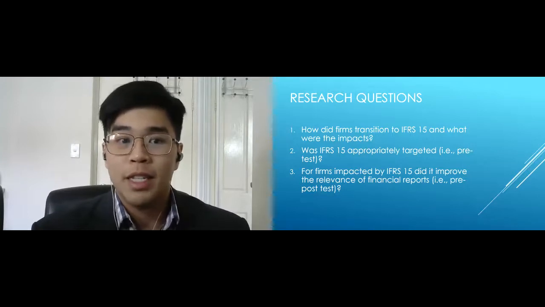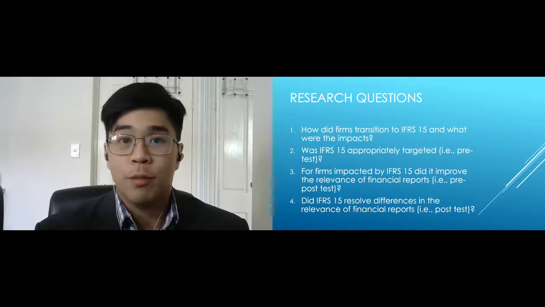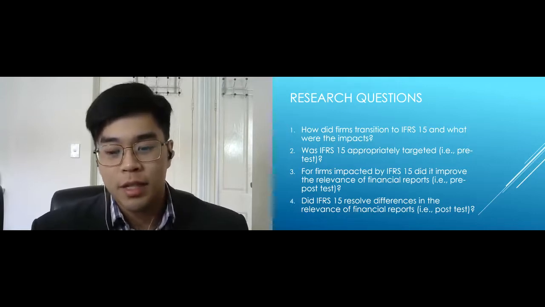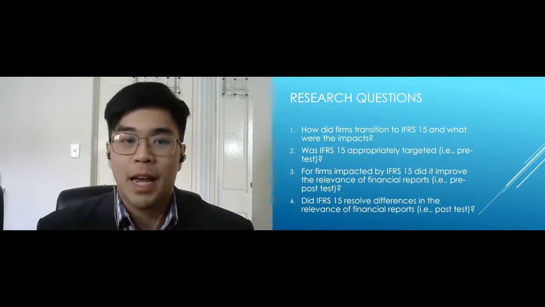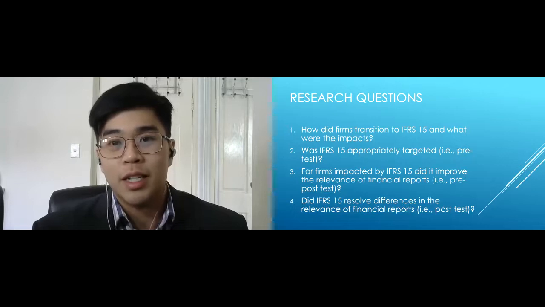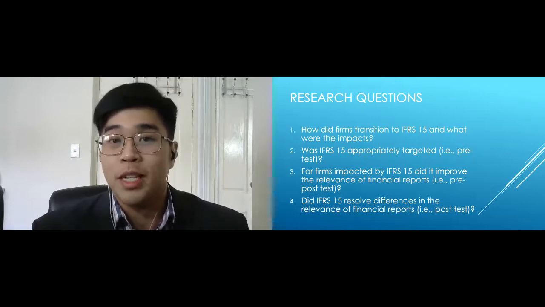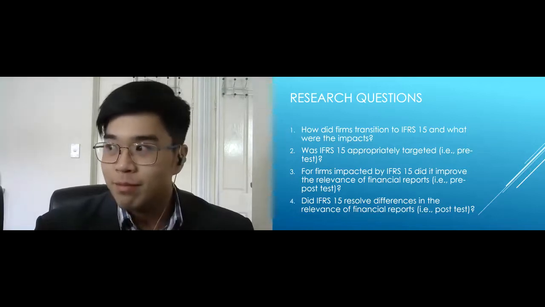And last but not least, did IFRS 15 resolve differences in the relevance of financial reports? And this is more so because if in question 2 there were firms that had issues with their revenue recognition practices, then hopefully those issues would have been resolved and we could virtually tell no difference between the firms from each other.